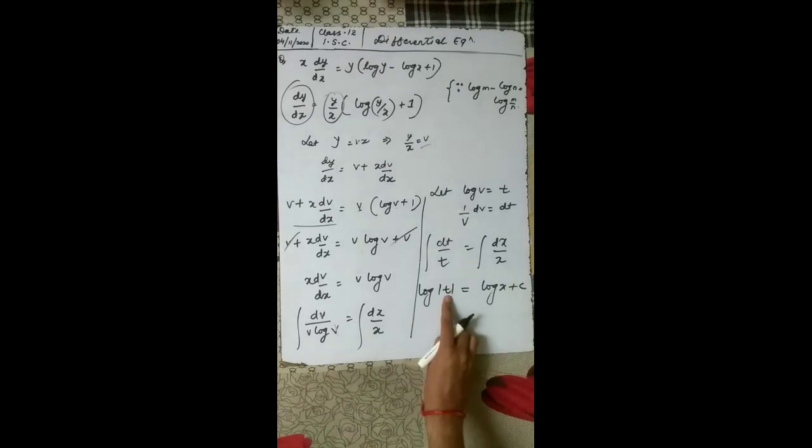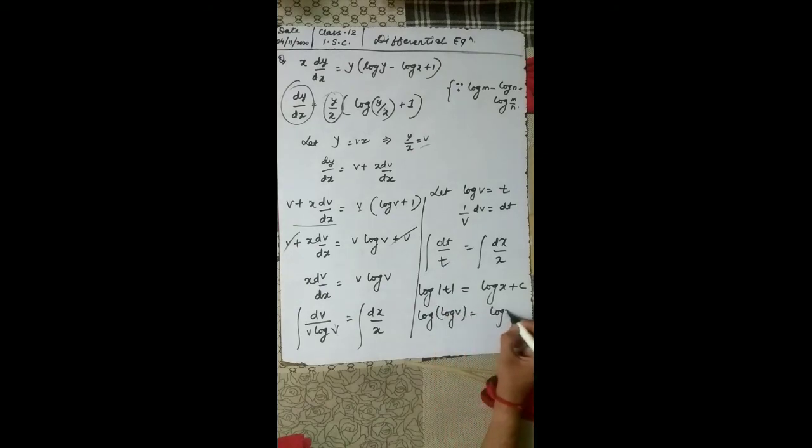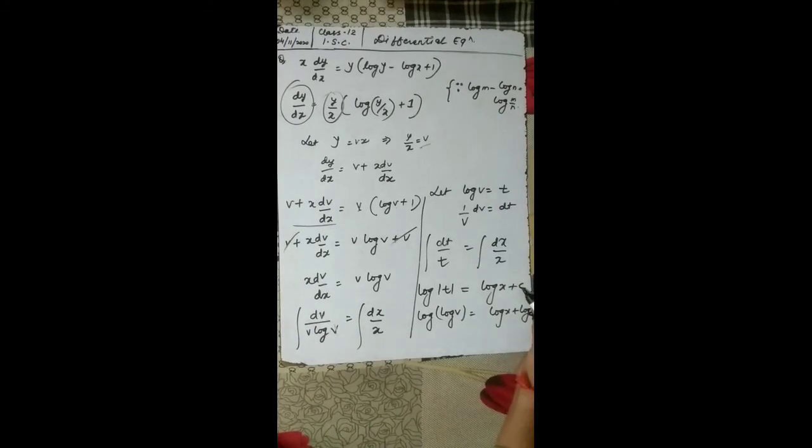In place of t, again you put log v. So log v equals log x plus c. This c you can consider as log c also. Why are we doing so? Because this is a constant term. So this c can be considered as log c also.